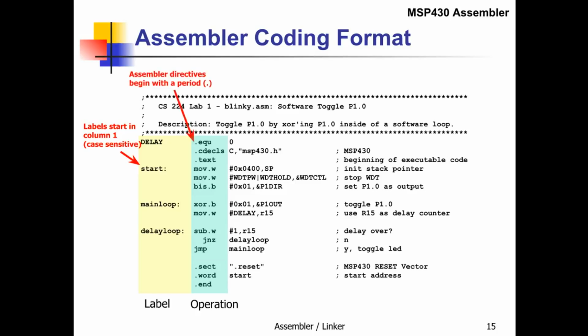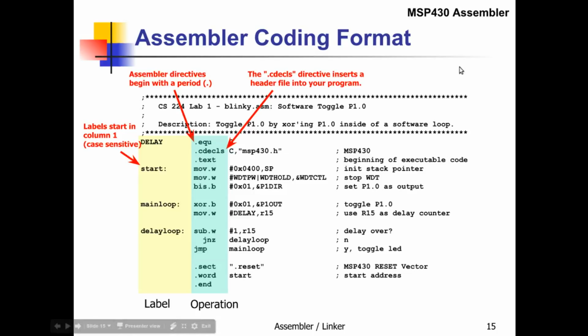On the top there are operations that start with a dot, or actually assembler directives. They're commands for the assembler program to do something. When you say delay .equ 0, you're basically saying delay is a variable that I want to set equal to 0 to start out with. And .cdecls is a directive that allows you to insert a C header file into your assembly program. In that msp430.h, things like the watchdog registers are all defined. All these things are defined in that file right there.